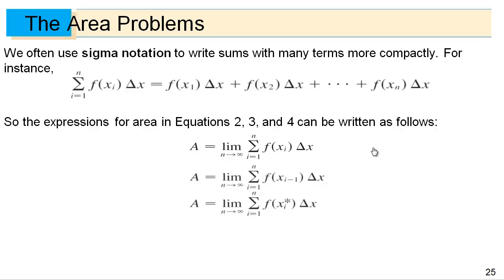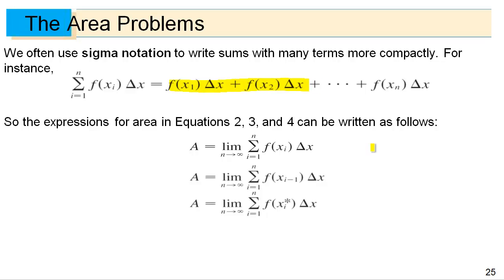And we need to come up with a simpler way of describing these sums. So we're going to use sigma notation. It's just a shorthand notation that allows us to designate a sum without having to write all that stuff.